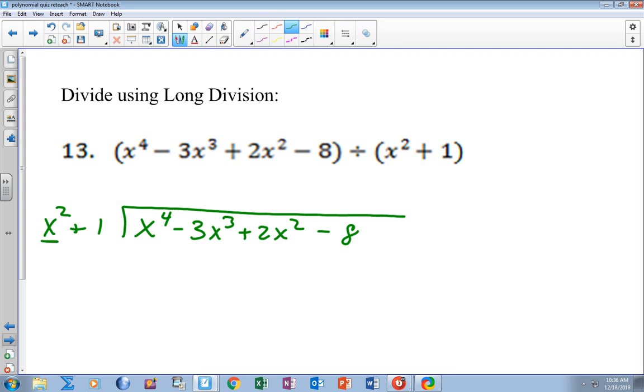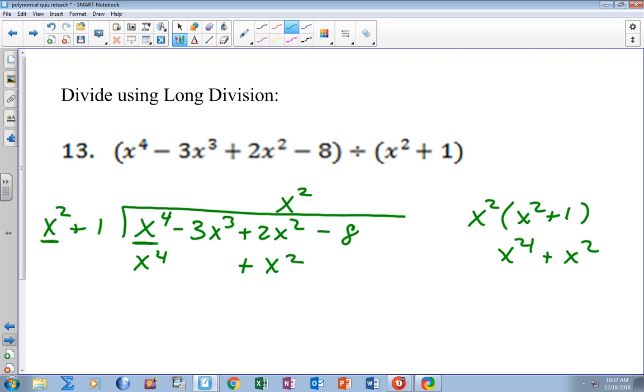So we say, what times x squared will give us x to the 4th degree? So x squared times x squared gives us x to the 4th, so we're going to multiply the divisor by x squared. So x squared times x squared plus 1 gives me x to the 4th plus x squared. So now I'm going to put that underneath the like terms, x to the 4th plus x squared, right?